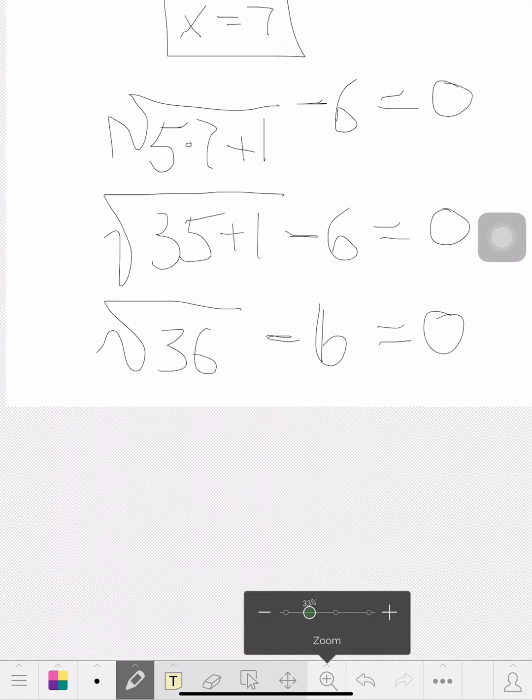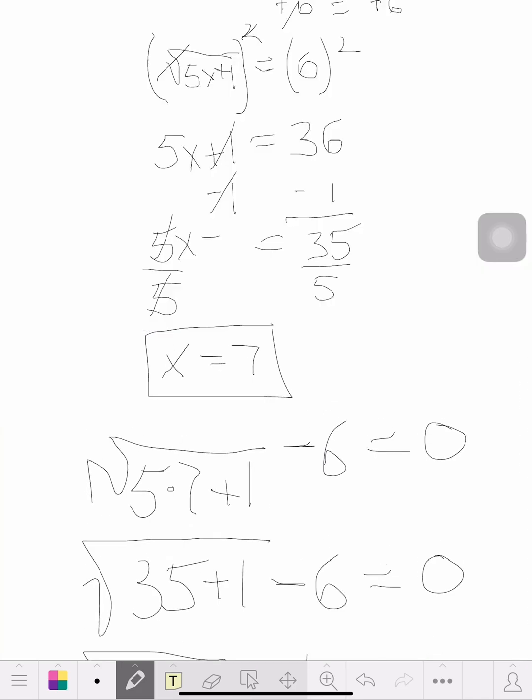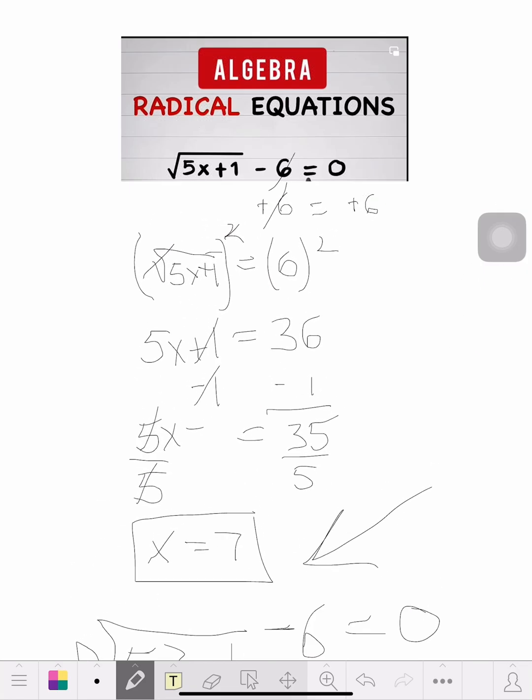Okay, let's keep going through it. So the square root of 36 is 6, because we know 6 times 6 is 36. So it's 6 minus 6 equals 0. And yes, it does. So that checks out. So our answer was 7, just like we said. Okay, so the teacher knows, hey, our answer is 7. That's what we put a square box around it for. And that's all there was to it.